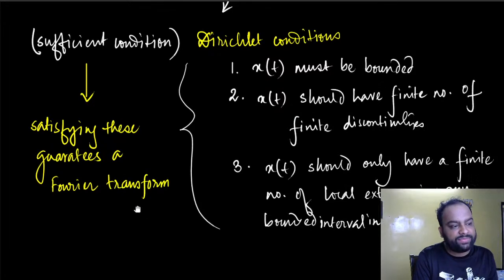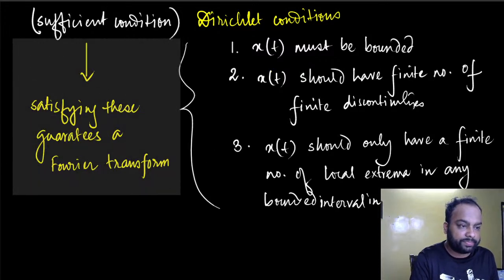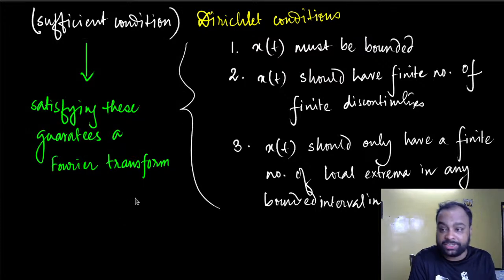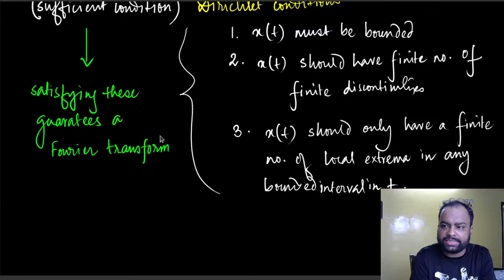The point is, if these conditions are satisfied, then we definitely have a Fourier transform. But these are sufficient conditions, which means even if some of these conditions are violated, we still might have a Fourier transform, right? That is how sufficient conditions work. If the function or the signal satisfies the sufficient condition, then it is guaranteed to have a Fourier transform. But if any of these is violated, then you can still have a Fourier transform.